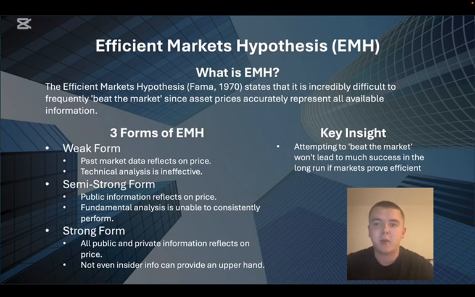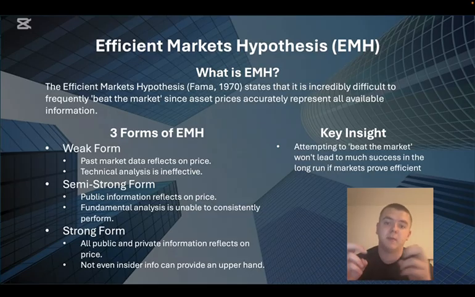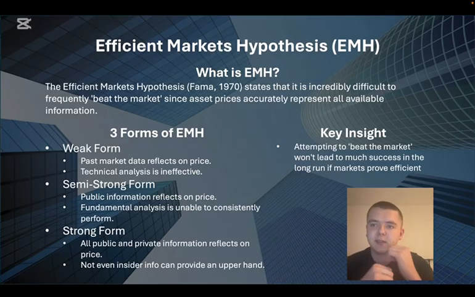Hi, so I'm Emilio, and I'm going to be talking about the efficient markets hypothesis, also known as EMH. So firstly, what is EMH? The efficient markets hypothesis states that it is incredibly difficult to frequently beat the market, since asset prices accurately represent all available information.